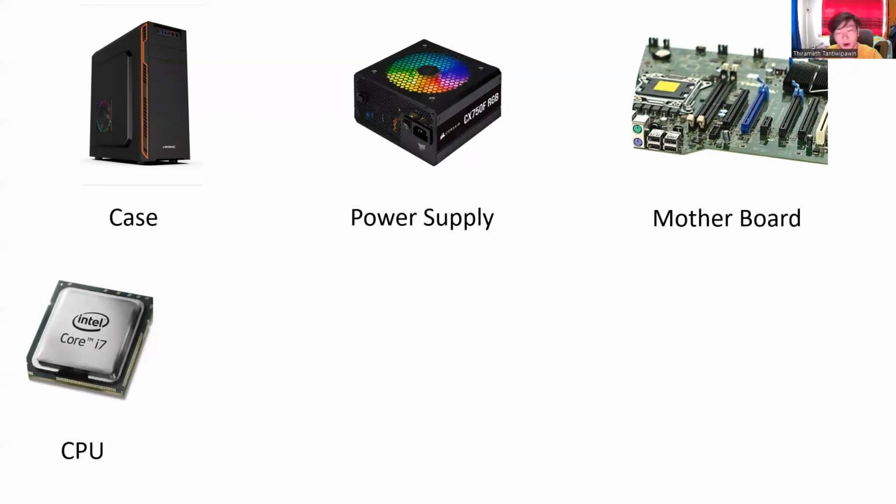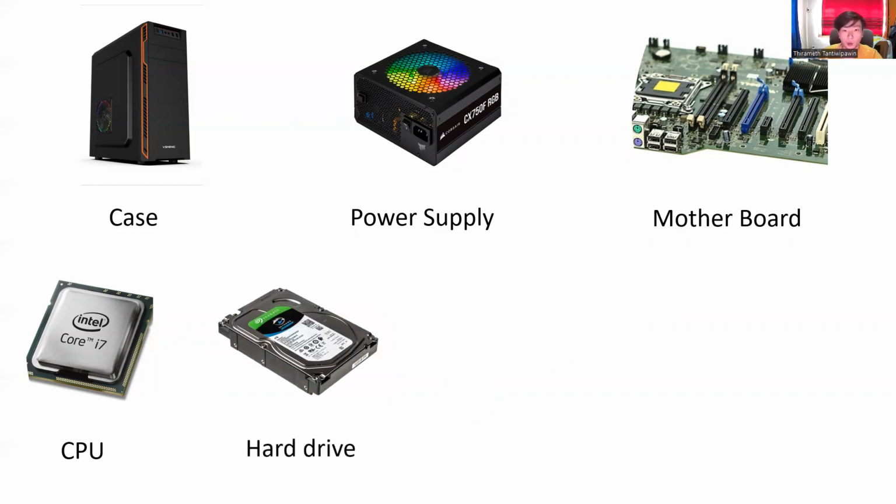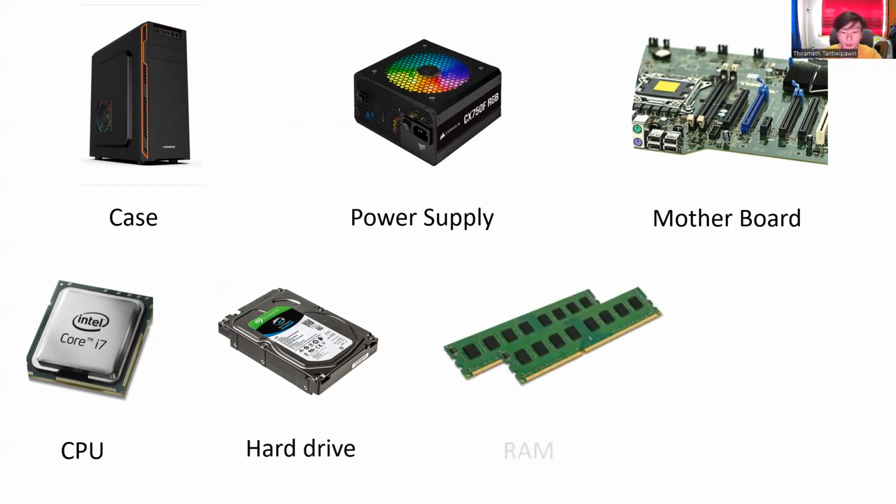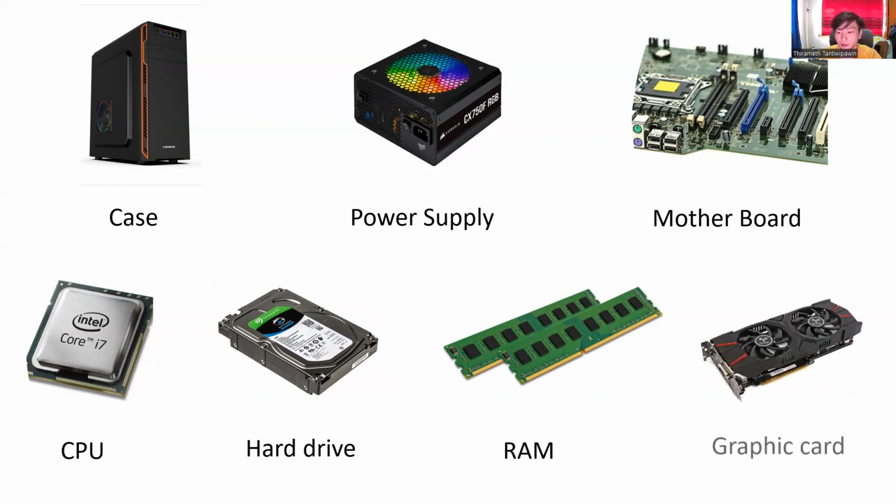CPU often refers to the brain of the computer. It does things, it calculates programs and runs programs. The hard drive is where you store your files or data. RAM also stores files and data, but it stores them for the CPU to use. And last, the graphic card. The graphic card just figures out what should be displayed on your monitor at that time.